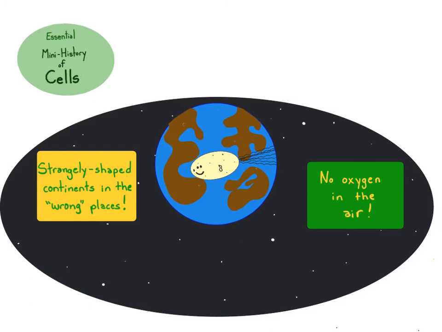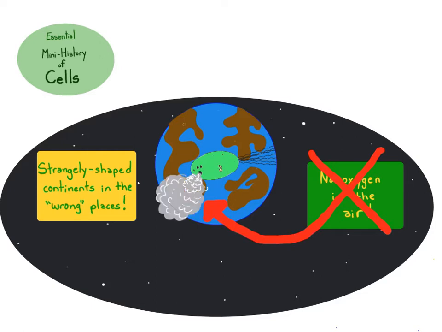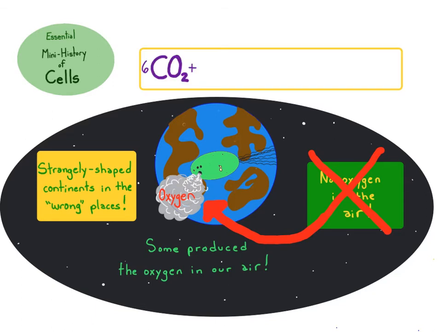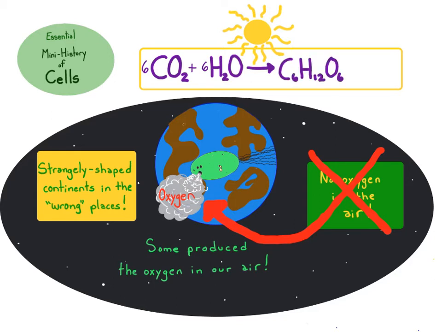The unicellular organisms evolved as Earth changed, and these organisms even changed the Earth itself. Some of these organisms evolved to chemically react carbon dioxide, CO2, and water, H2O, using energy and sunlight to make glucose sugar, C6H12O6. And they also produced the oxygen gas, O2, that gradually built up in our air.